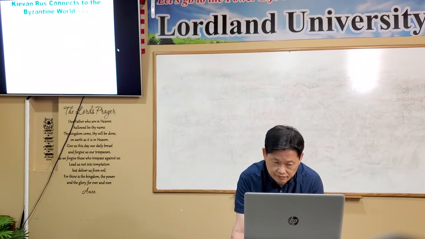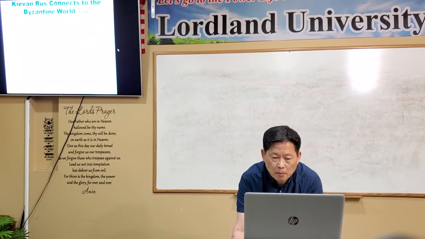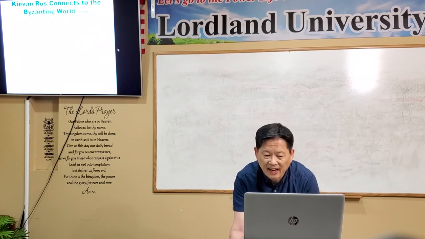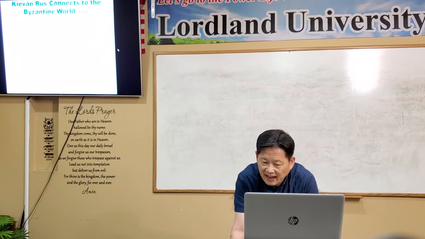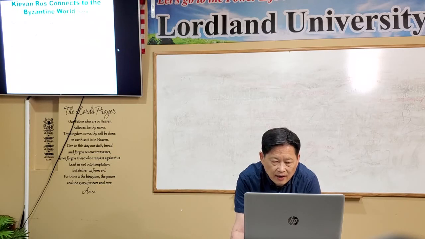Yaroslav and the peak of Kievan power. The prince Yaroslav ruled in Kiev from 1010 until his death in 1054. He ruled Kiev at the height of its power.